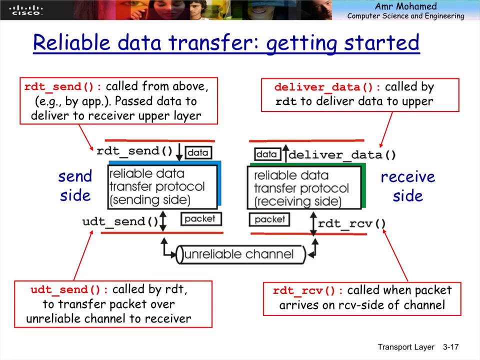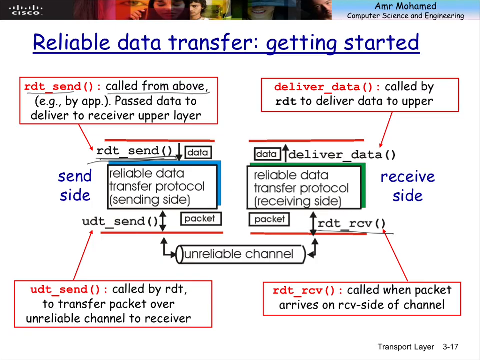So getting started, as we said, we need to make certain assumptions, and based on that, we need to design these functions. Reliable data transfer send, reliable data transfer receive. Basically, okay? So reliable data transfer send is called from above.